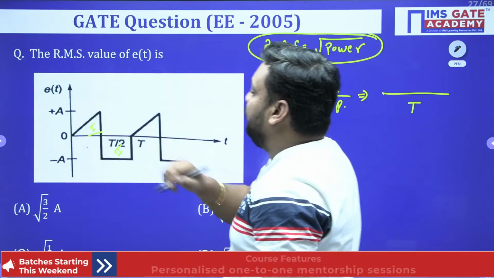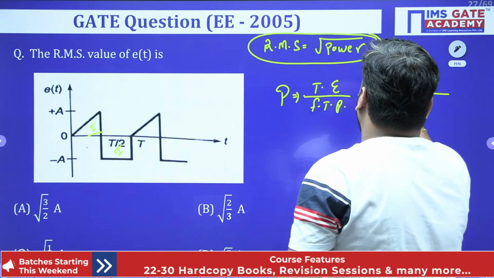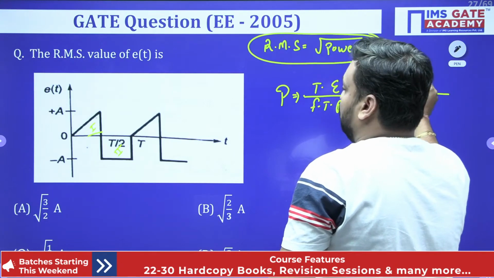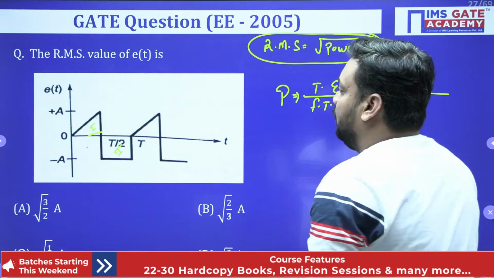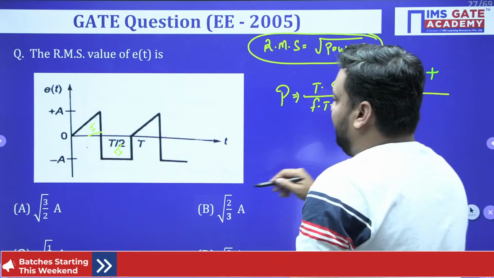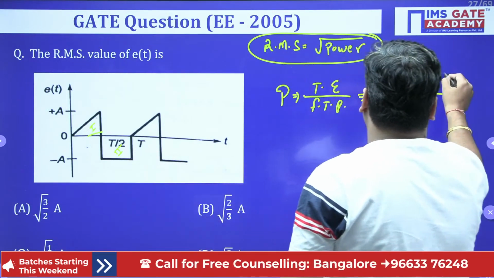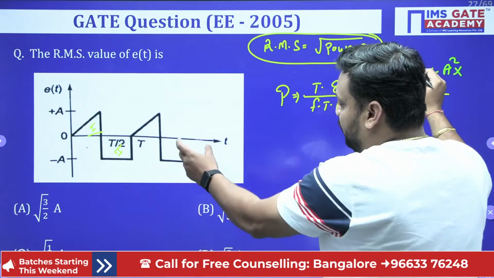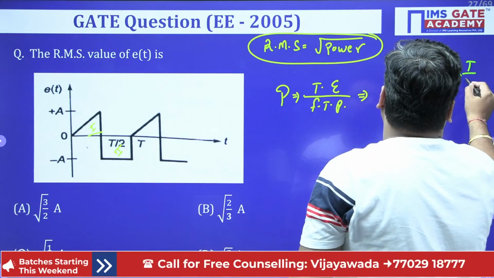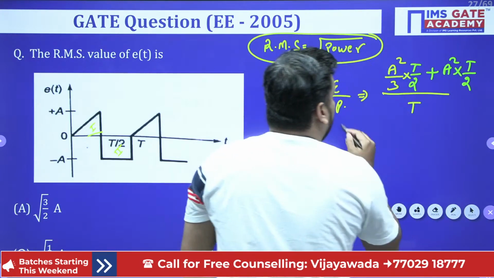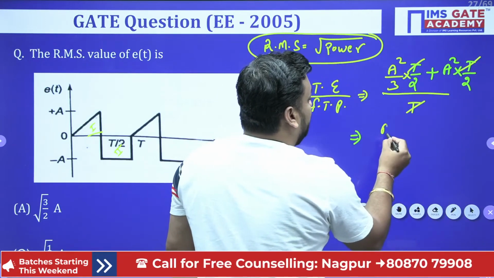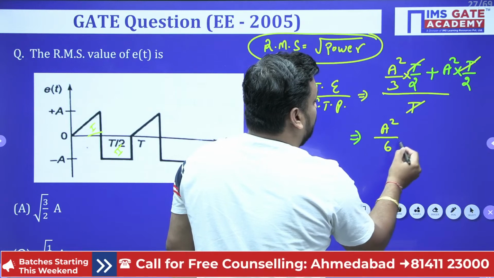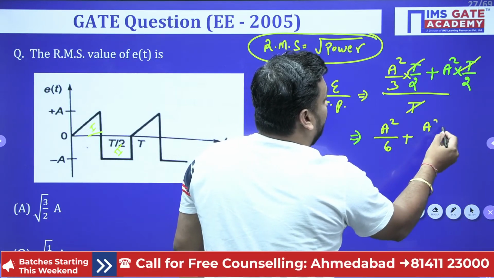The energy of a triangular pulse is A square by 3 into B, and B is nothing but T by 2 here. Again we have to add the energy of the second part, so we write A square into width T by 2. Ultimately the T gets cancelled out, so it will be A square upon 6, plus A square by 2.